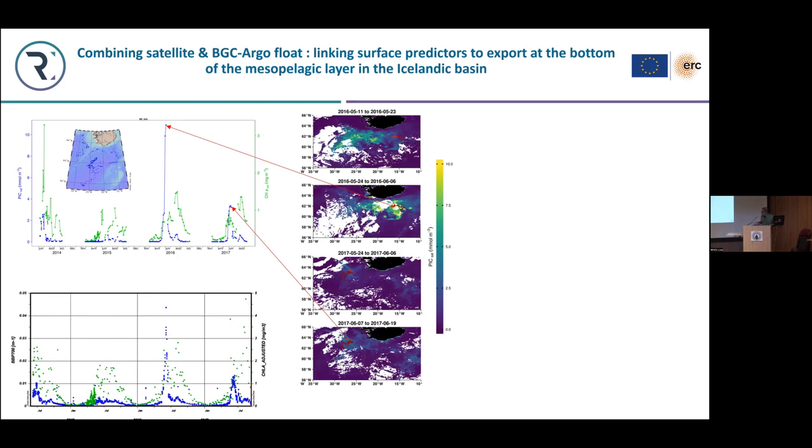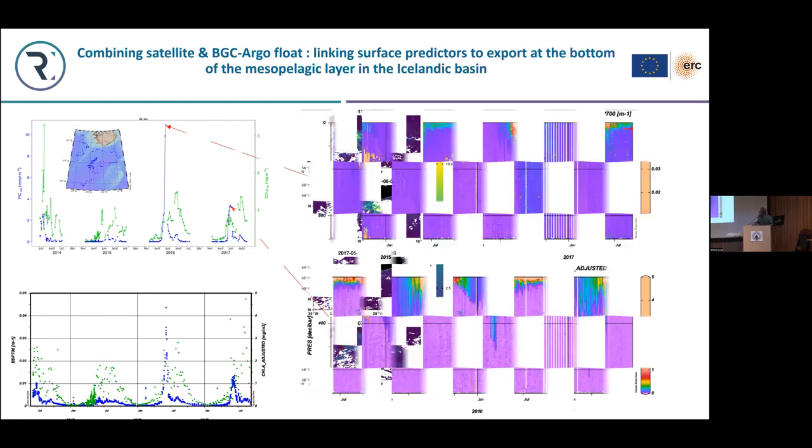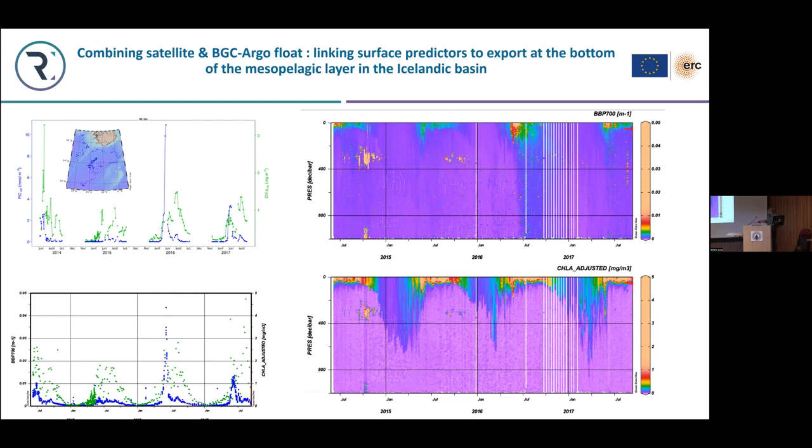We can see here the same panel, but that is the float measurement within the mixed layer. And you can see a good match between the satellite and what the float is seeing here. And you can see that we had a huge coccolithophore bloom for the year of 2016, I think. But now is the time series over the vertical of the float. Just to mention this here, it's the signature of the migration.